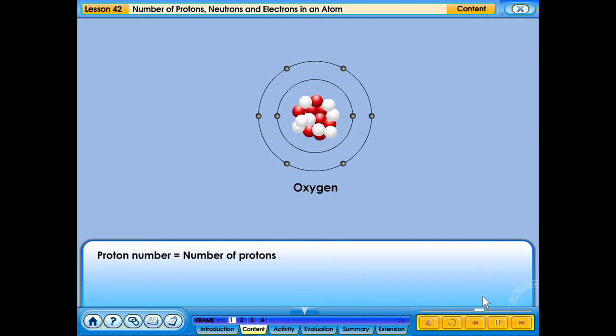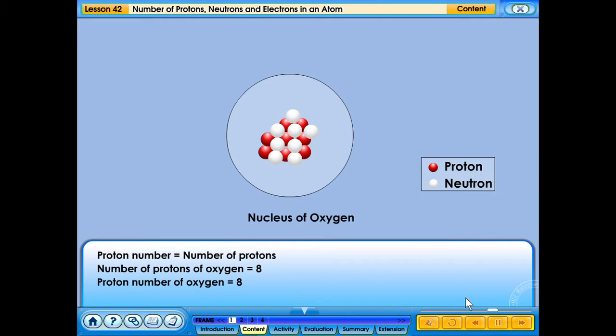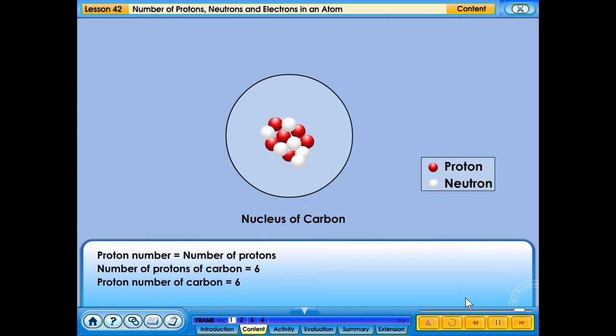The proton number of an atom is the number of protons of the atom. The number of protons in an oxygen atom is 8. Therefore, the proton number of oxygen atom is 8. Carbon has 6 protons. Therefore, proton number of carbon is 6.